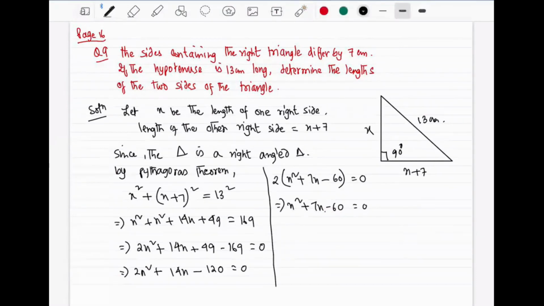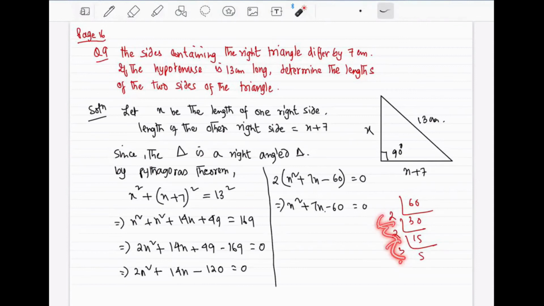Okay, let's factorize 60. 2 30s are, 2 15s are, 2 3 5s are. Okay, multiply these 3, 1 2 3, 2 2s are 4, 4 3s are 12. I have 12 here and 5 here. Multiply 12 and 5, we get 60. Subtract 12 and 5, we get 7, right? So on splitting the middle term, 7 is splitted into 12 and 5. Okay, do it then.